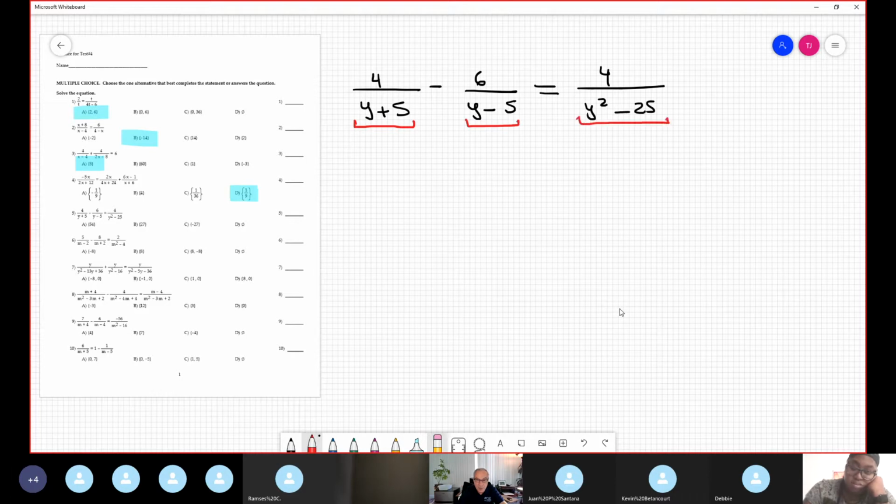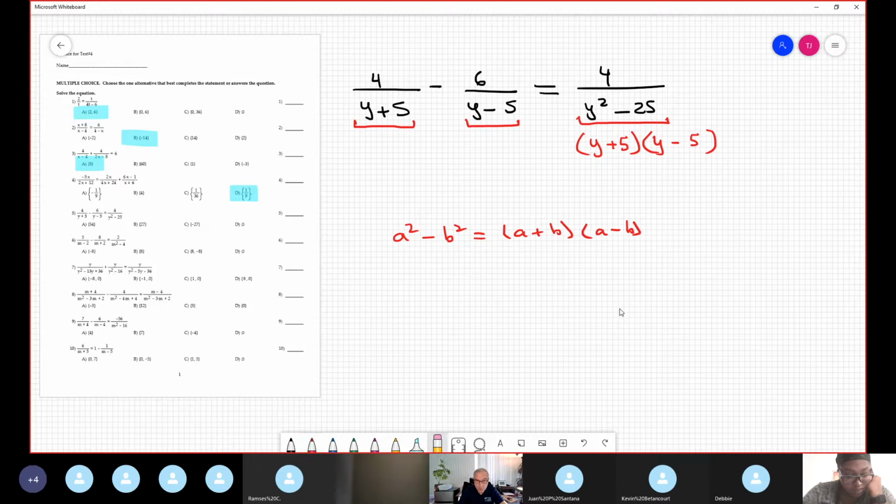The first two expressions are prime. The second, no. It's the difference of squares, and the factorization. I know it is y plus 5 and y minus 5, according to the formula that you know very well: a squared minus b squared is equal to a plus b times a minus b. You apply that formula in this specific example, in which a is y and b is 5. So I did the first step, factorization of any expression in the denominator.